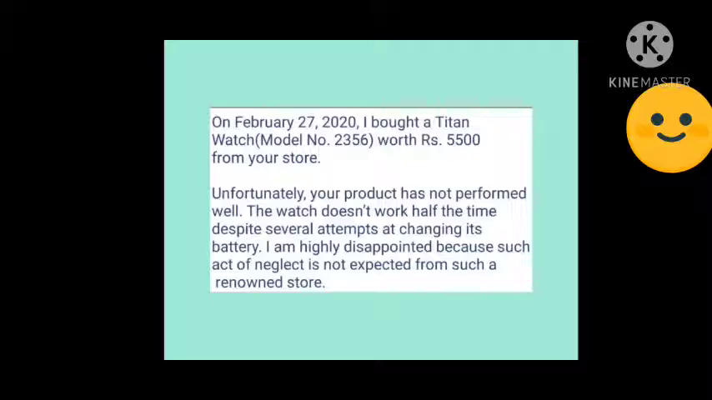Now we are going to enumerate the problems in the second paragraph. Unfortunately, your product has not performed well. It's running badly. It's not showing the correct time. The watch does not work half the time despite several attempts at changing its battery. I am highly disappointed because such an act of neglect is not expected from such a renowned store. Renowned means famous or popular. Okay, HMT is very famous.